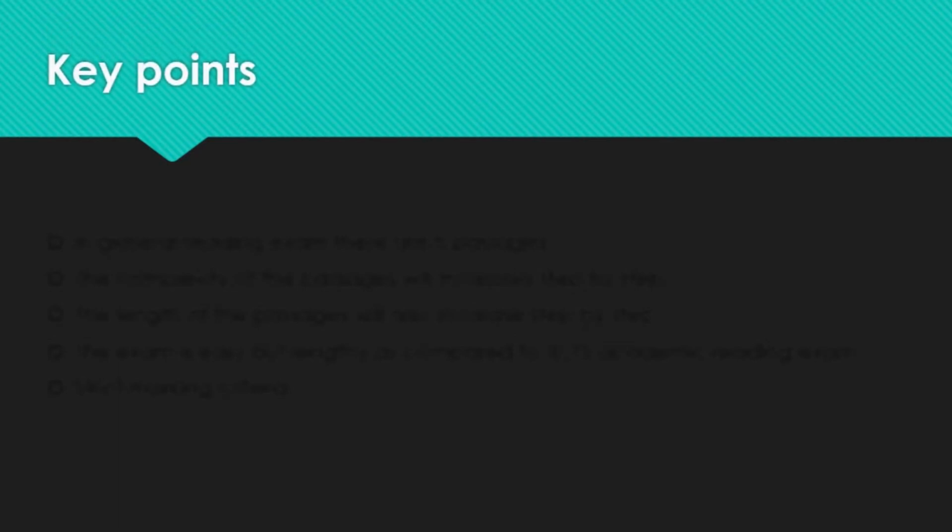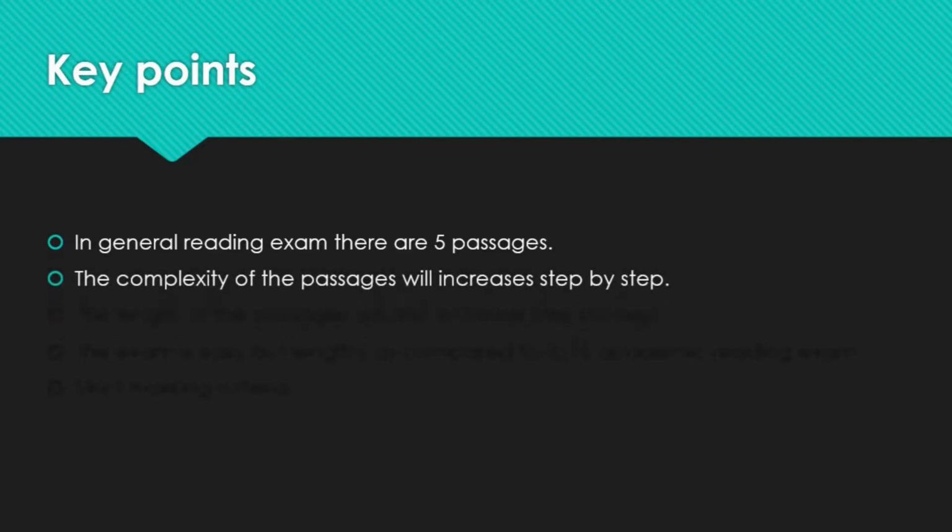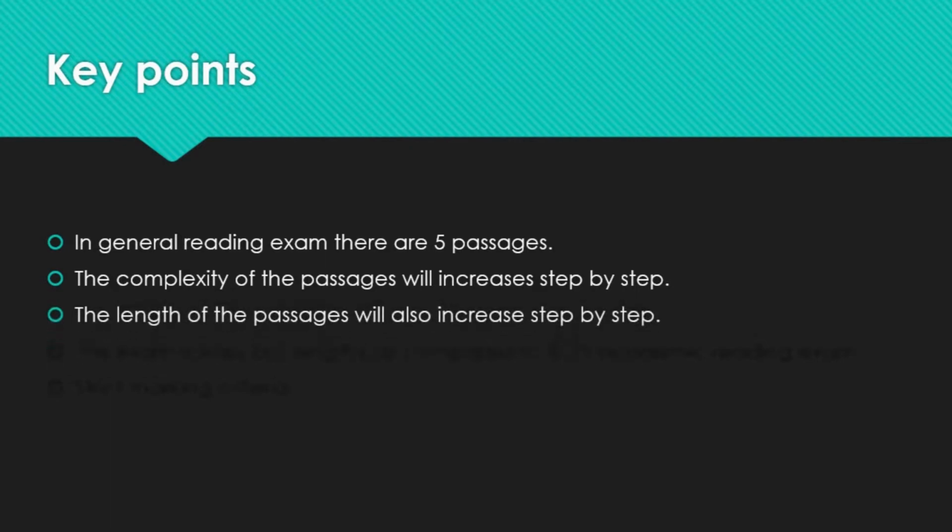Let us look at some of the key points about the reading exam. Now in this exam there are 3 sections but 5 passages. The complexity of the passage will increase from section 1 to section 3. That means the first passage will be the easiest and the last will be the toughest. In addition to this, the length of the passage will also increase step by step. So you should have a good reading speed to attempt all the 40 questions in a time span of 1 hour along with writing down the answers in the answer sheet.